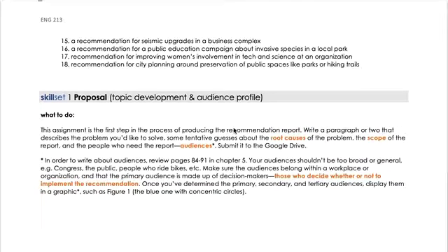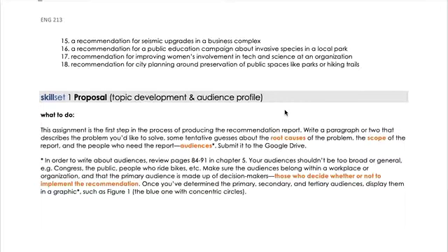I wanted to take a few minutes, 5 minutes or so, to go over with you how to write this proposal for skill set 1 and some of the things that I'm looking for in the proposal. So this is your first skill set. You'll submit it to the drive. There's a folder called skill set 1 proposal. You should submit it there. Be sure to put your name in the file so that you don't overlap with anyone else's submission.